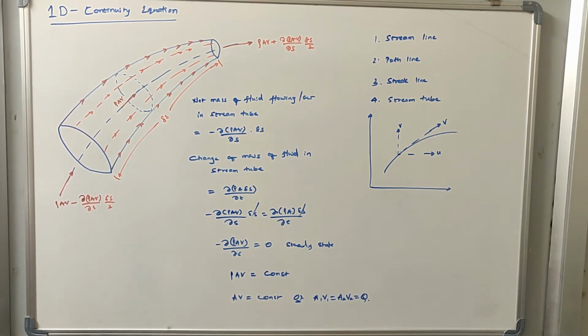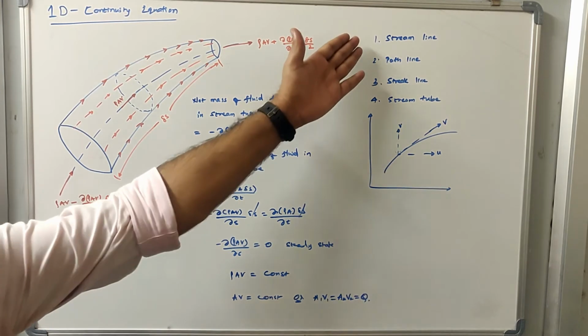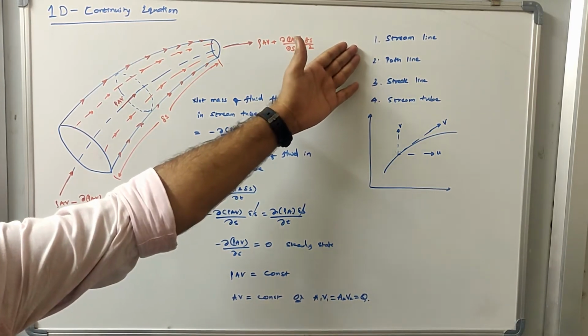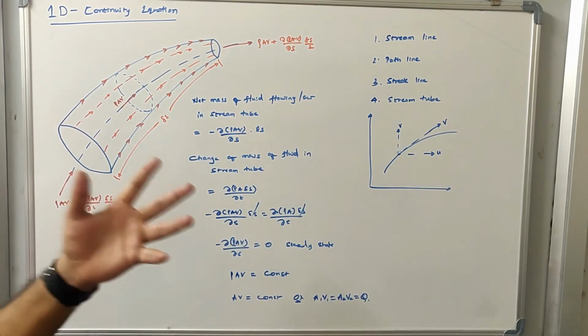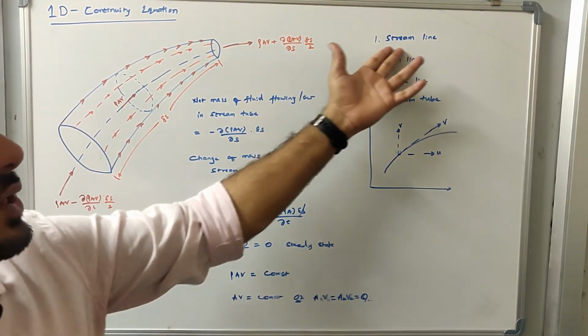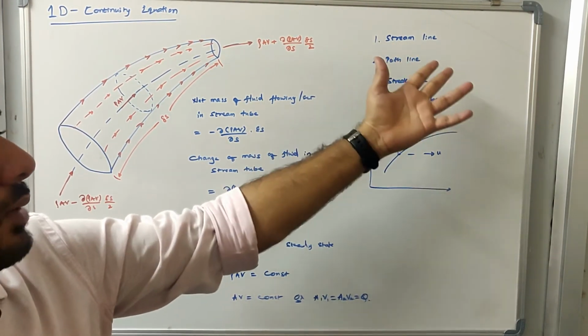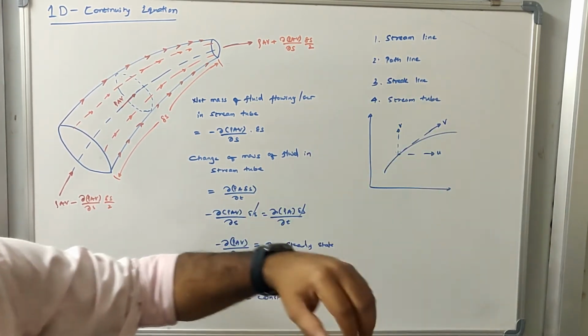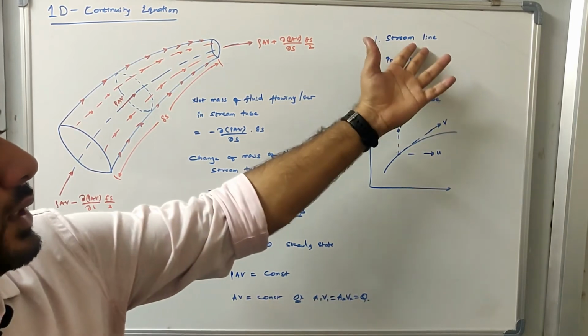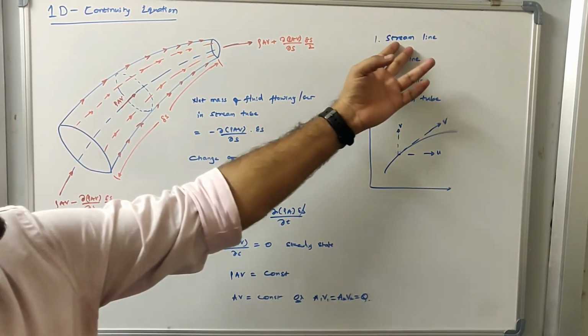There are some features from which we can identify the pattern of any given flow. The first thing we can identify is by streamlines. I'll explain what streamlines are. Next, the second group is path line, streak line, and stream tube. I'll discuss the stream tube once I have discussed the streamline. First, let us go to the streamline.